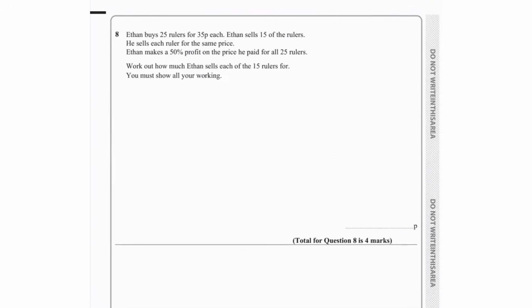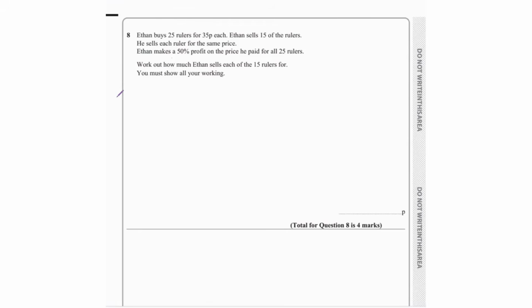Then Ethan buys 25 rulers for 35 pence each. Ethan sells 15 of the rulers. He sells each ruler for the same price. Ethan makes a 50% profit on the price he paid for all 25 rulers. Work out how much Ethan sells each of the 15 rulers for. Show all your working.